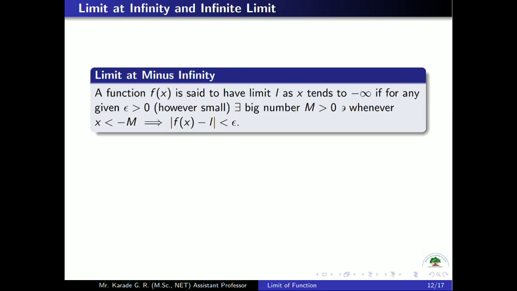A function f of x is said to have a limit L as x tends to minus infinity if for any given epsilon greater than 0, however small, there exists a big number m greater than 0 such that whenever x is less than minus m, this must imply the distance mod of f of x minus L is less than epsilon.